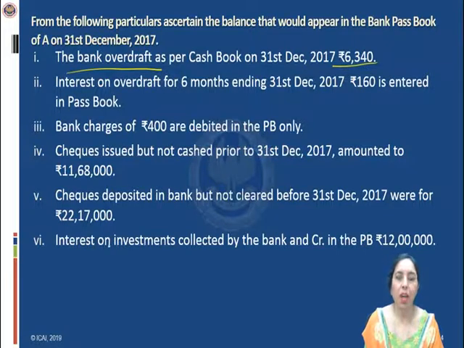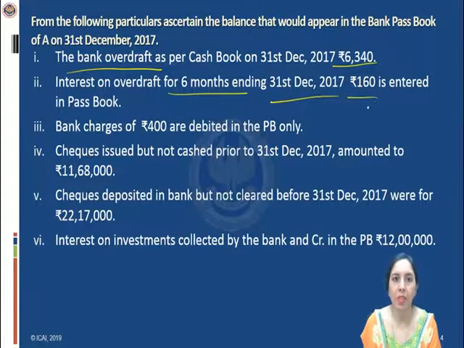Rest of the transactions given are as under. Interest on overdraft for the 6 months ending this date is 160 rupees, which is entered in the passbook but finds no mention in the cash book.